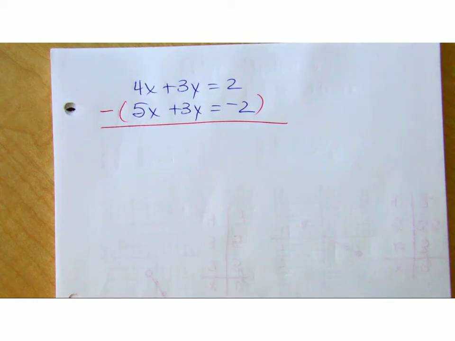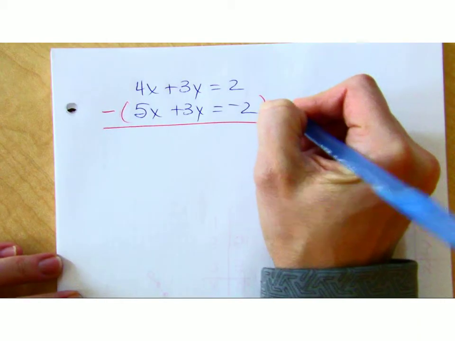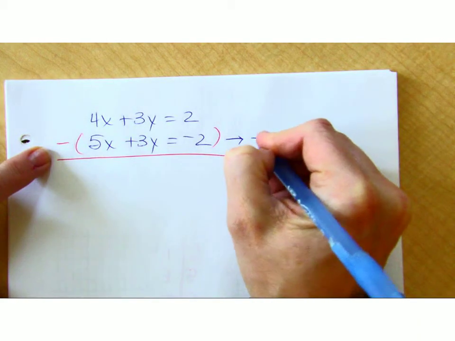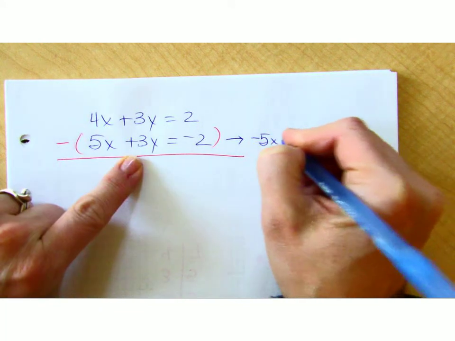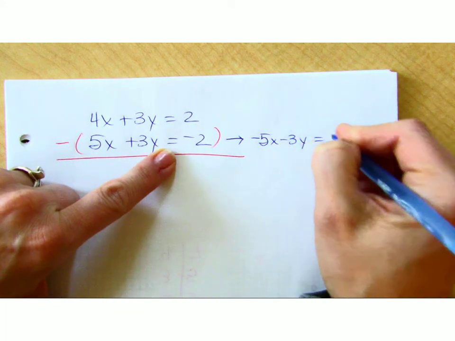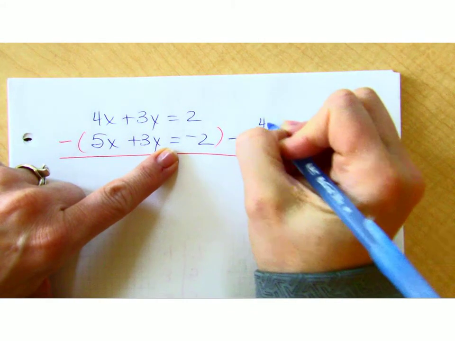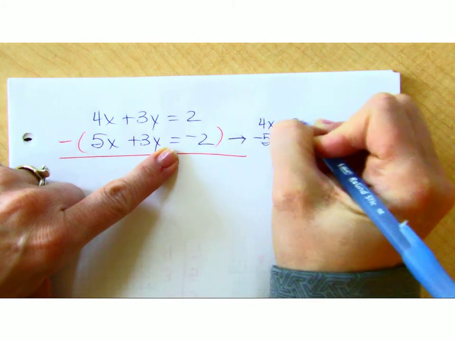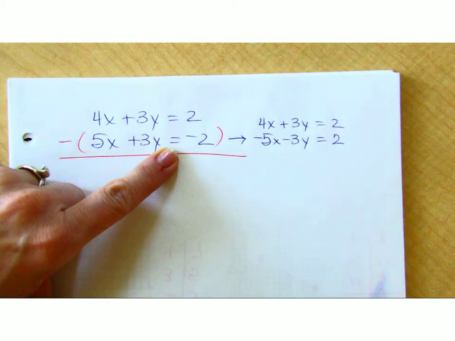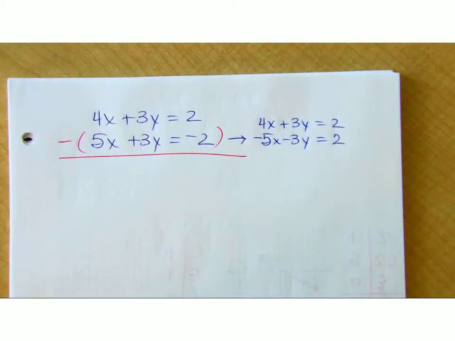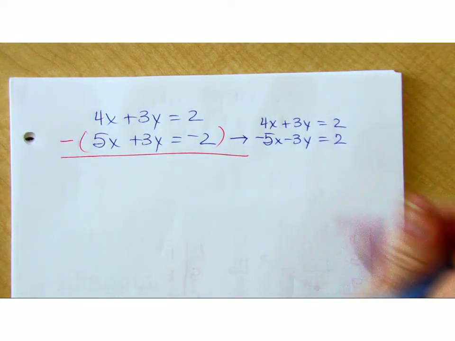So you know what that's going to do? It's going to create a new equation here. That's a negative 5x, a negative 3y, and a positive 2. And then I might just want to bring this other equation over so they're above each other. Do you see what I just did? I didn't add them. I subtracted them. Okay? And now that I subtracted them, are they ready to go?